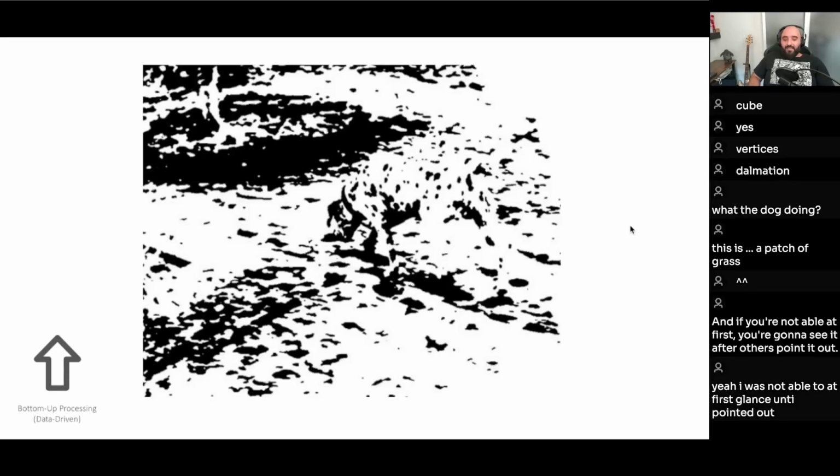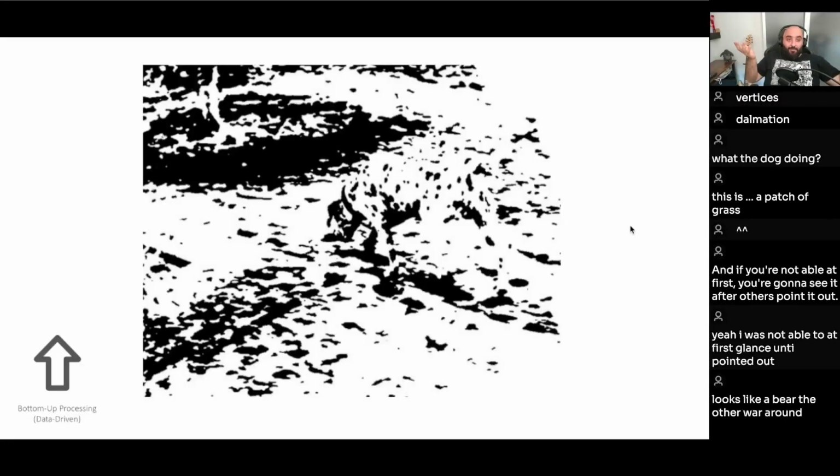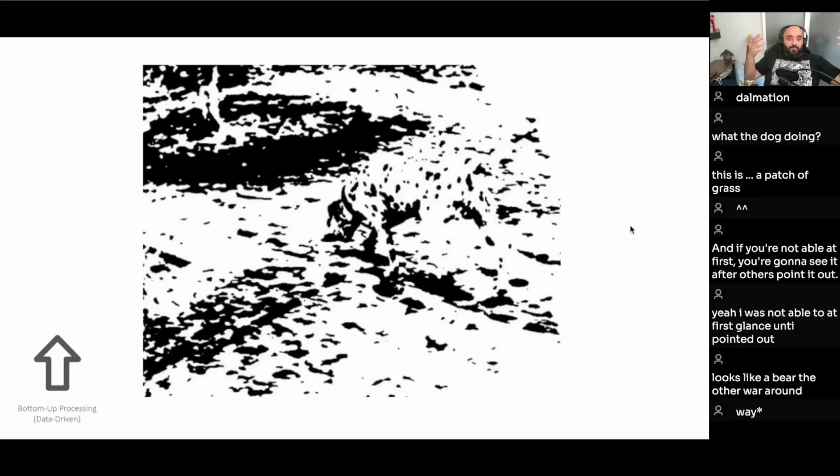The idea is that sometimes your bottom-up processing cannot detect something, but then you gain knowledge, you gain expertise in something. Now you've become an expert in detecting the dog in this patch of black blobs, right? And now you can't turn it off.